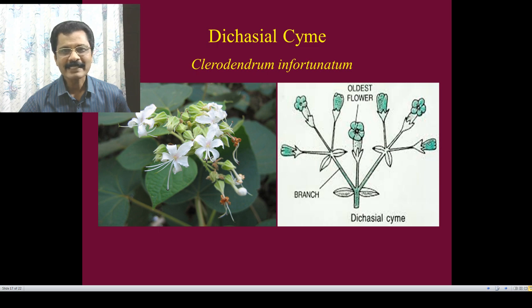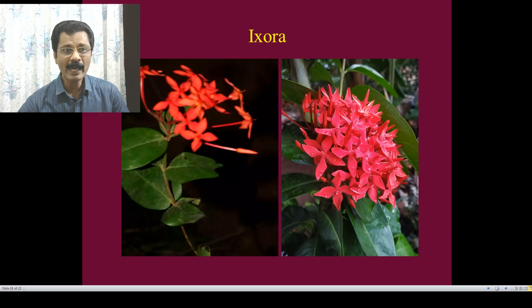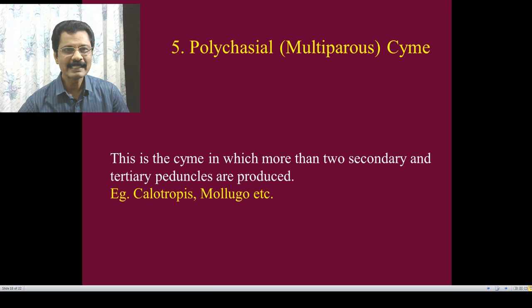right, from the bract. It produces two simple cymes here, and this type of arrangement is called dichasial cyme. Two branches develop, the main peduncle ends in a flower, and this main peduncle produces two lateral branches. These lateral branches end in simple cymes. Again it produces likewise. This type of arrangement is called dichasial cyme. Typical example, clerodendron. Then ixora, you can see.